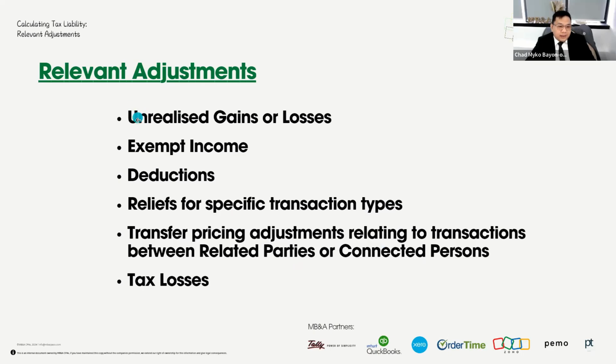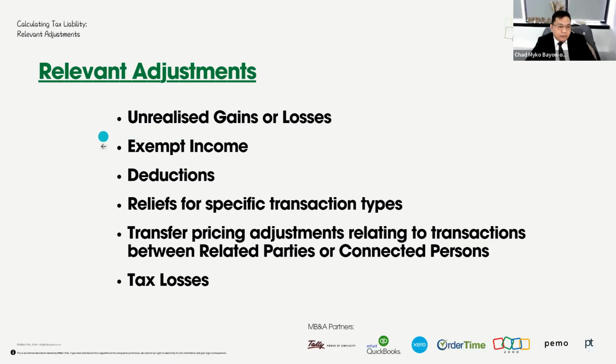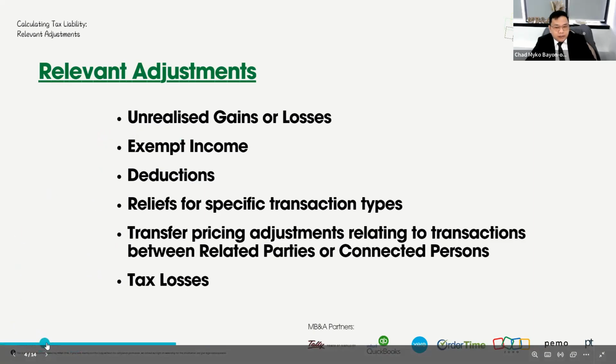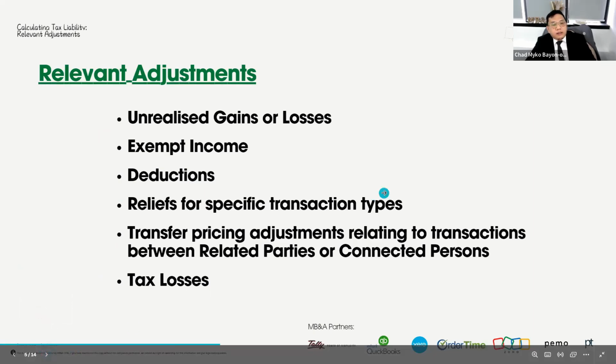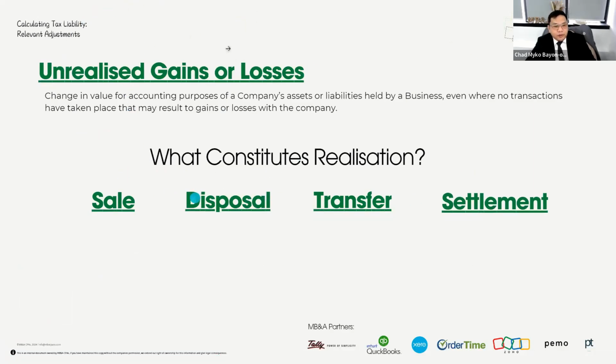So what we will be discussing as of today will be more into these three: unrealized gains or losses, exempt income, and then deductions. So at least we will have a full understanding of the adjustments that we will be making for calculating our taxable income.